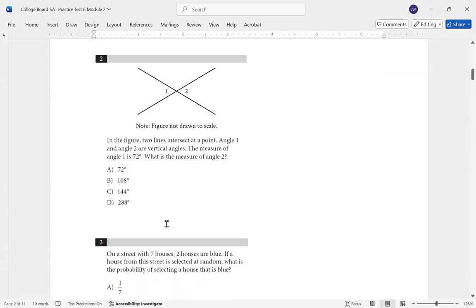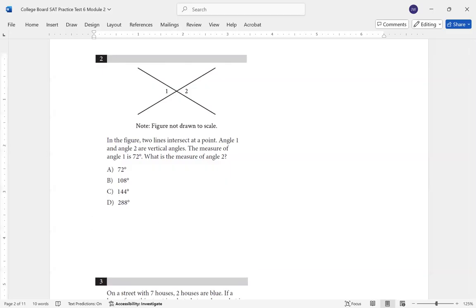Question 2. In the figure, two lines intersect at a point. Angle 1 and angle 2 are vertical angles. The measure of angle 1 is 72 degrees. What is the measure of angle 2? Well, the measure of angle 2 is also 72 degrees.